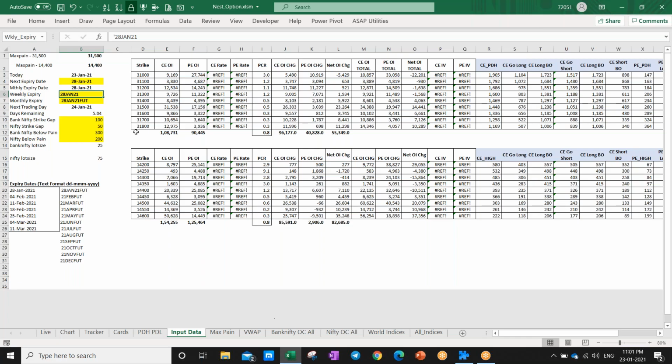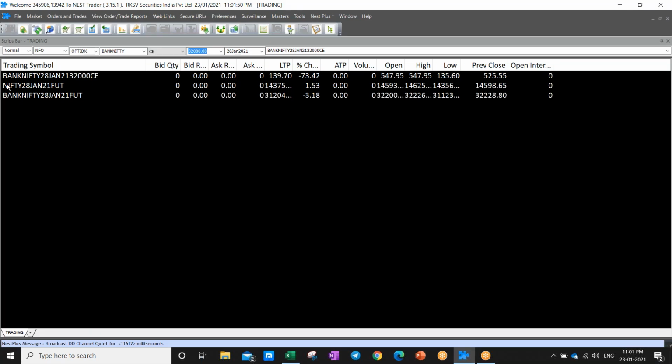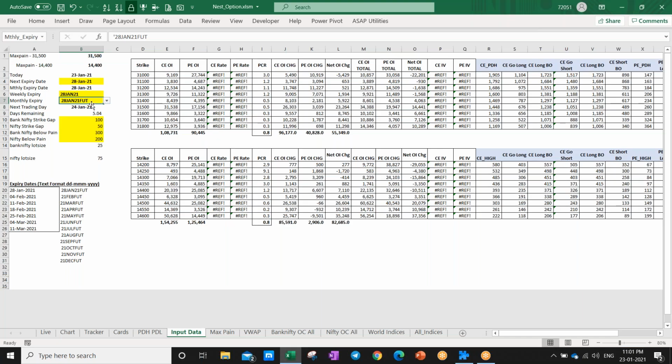This is the format given here. There's an apostrophe given here after the 28 Jan 21. If they change it to, assume, 21/01/21, then you just delete this and update it to the format given there. And then the futures also you update with the format mentioned here. If you see futures, you can see Nifty and FUT. After Nifty, whatever is given here, you can update here: 28 Jan 21 FUT.